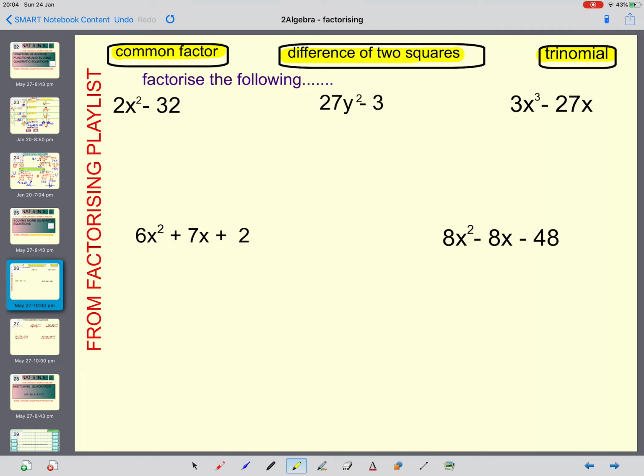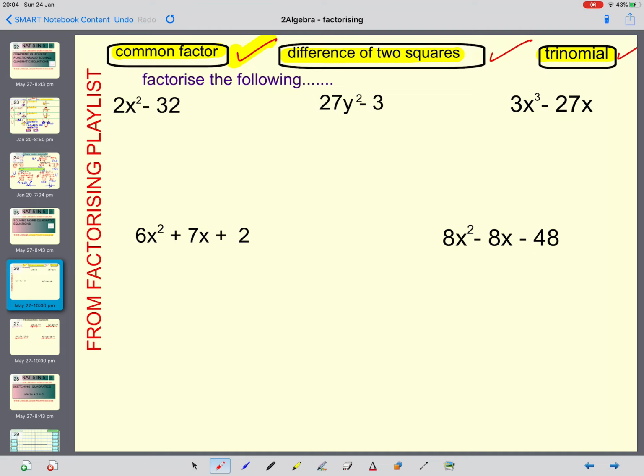Right, you should know that there are 3 different ways that you can factorise: the common factor, the difference of 2 squares, and the trinomial. I'm assuming that you all know how to do this, and then I'm going to take you on to the next slide and show you what we're going to do with it. So I'm going to factorise them fairly quickly.